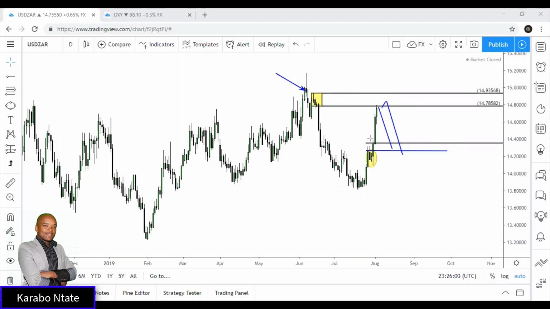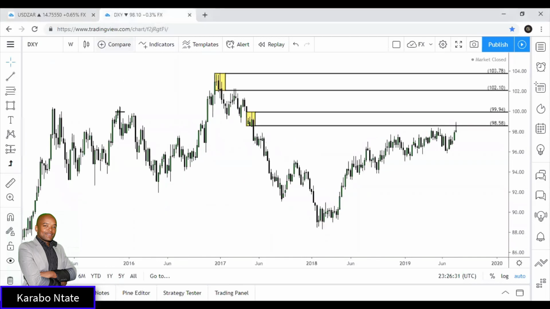Now, I have also marked this black line. This is where my targets will be before we hit this demand zone, because I do believe that once price drops all the way to this demand zone, we could still get a buying opportunity and we could possibly remove these highs.